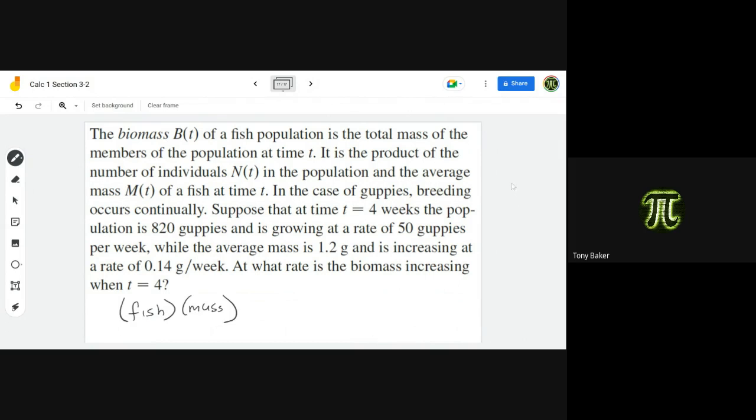So what is our fish? It's 820. Our f prime, the derivative of fish, is 50. The mass is 1.2, and the mass prime, or the derivative of that, is 0.14.